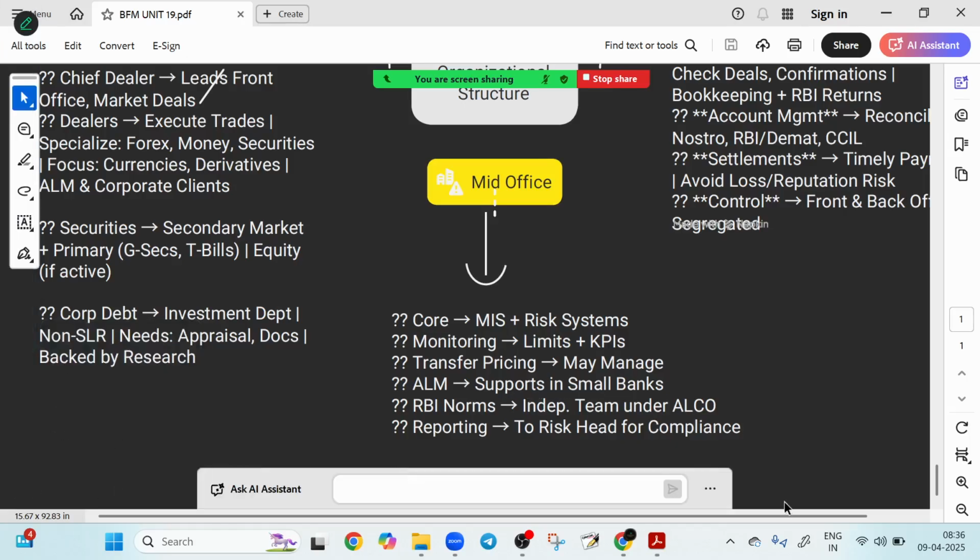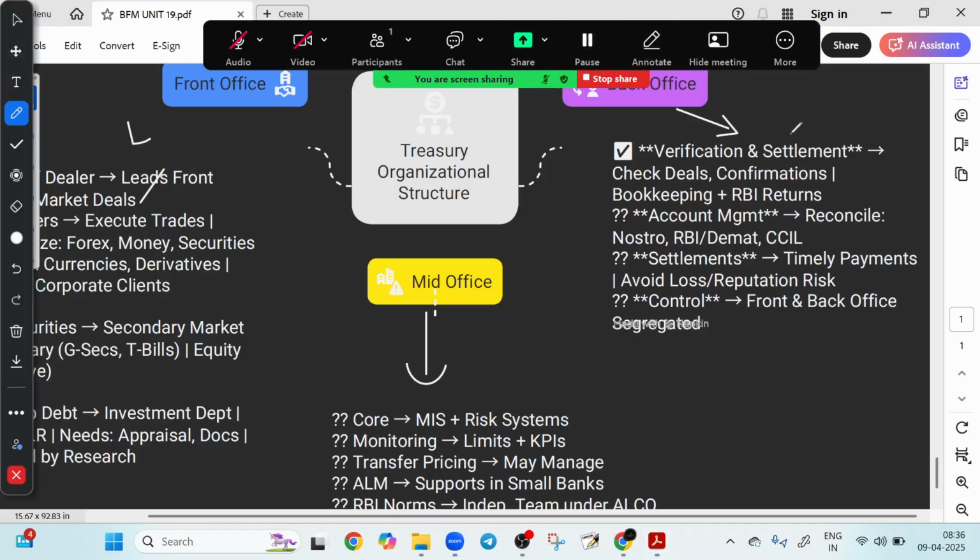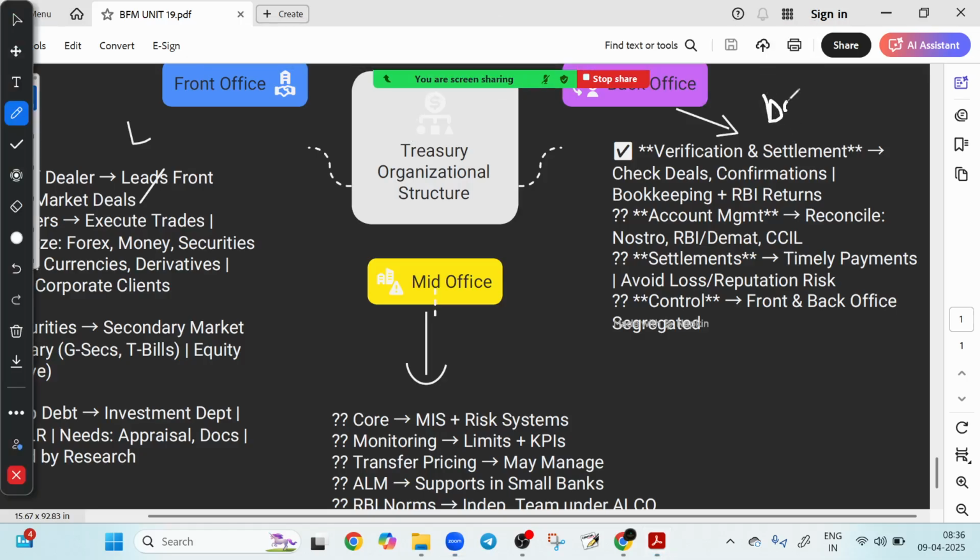And finally, let's look at the back office function. On the right hand side you can see, basically the back office is the gatekeeper of accuracy and settlement. This is the backbone. You can think of it as the backbone of the security operation. This is where everything gets verified, settled and recorded. So it handles trade verification, trade settlement, and account reconciliation, right? And it manages the bookkeeping, RBI returns, as well as ensures timely payment. And most importantly, it helps mitigate legal and reputational risk.